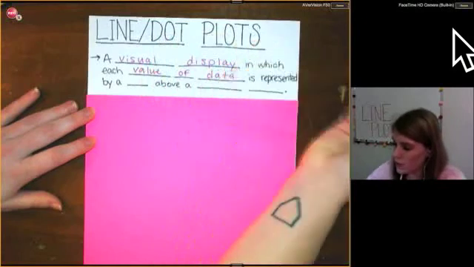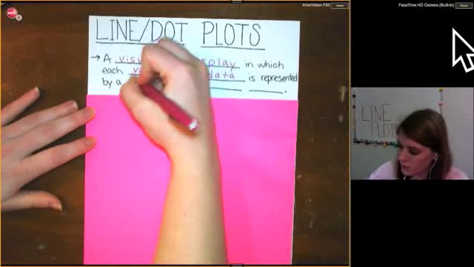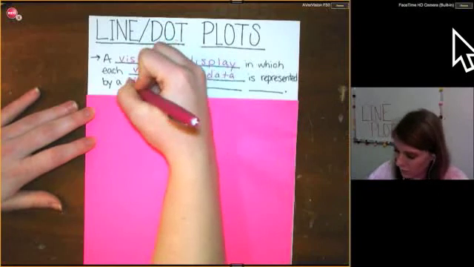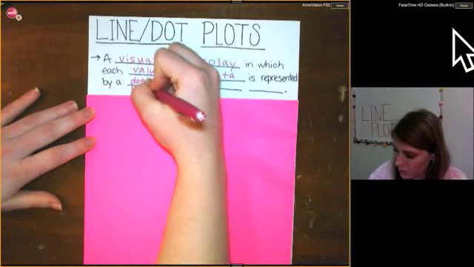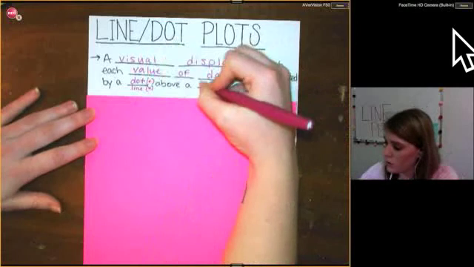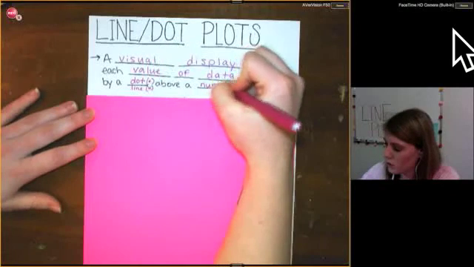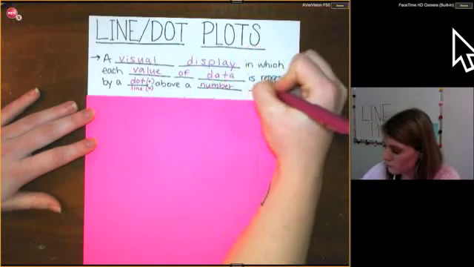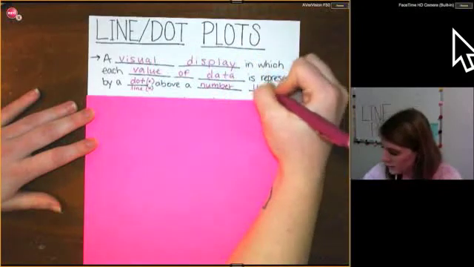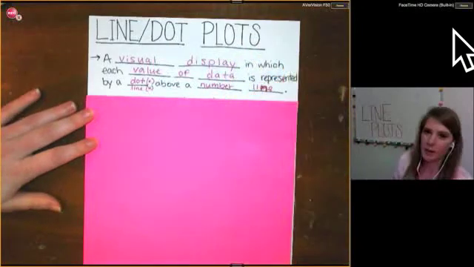collect is represented by a dot, so literally a dot, or a line. If we're talking about a line plot, it'll be a little X, which you guys have seen in elementary school. You should have. Above a number line. So we're going to use a number line to create our dot plot. Line with a number line.